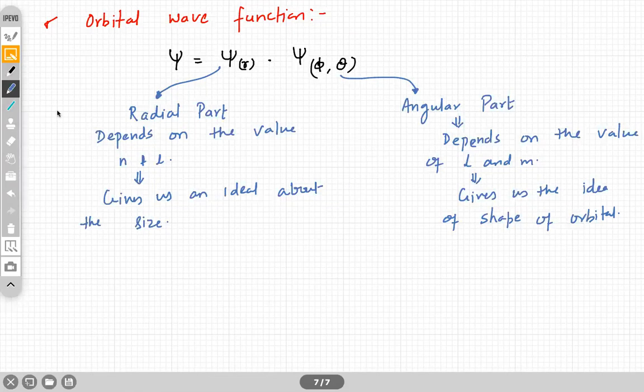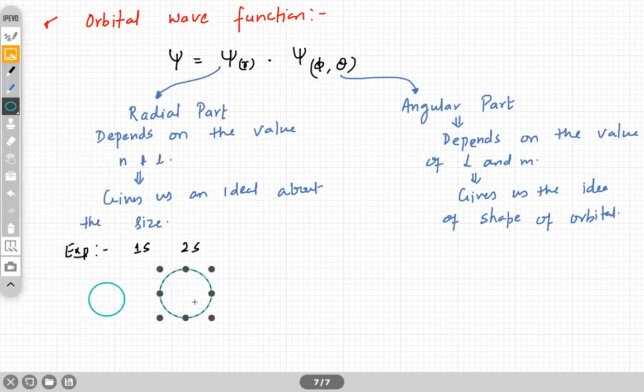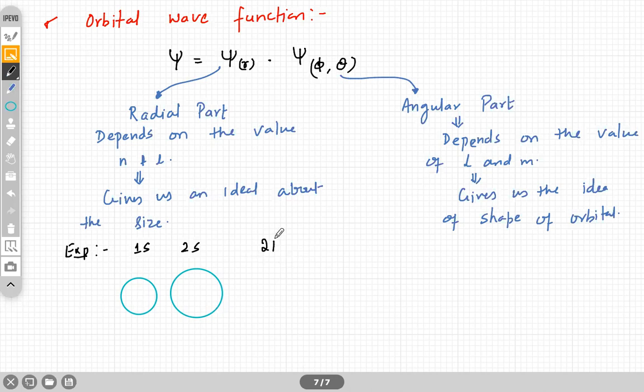Okay. So size means what? Suppose N is the principal quantum number. So if we have 1s and 2s, the size would be like this: 1s will be like this and 2s would be like this. This is the size of the two orbitals. Similarly, if you have 2p and 3p, both have a dumbbell shape. So 2p is, suppose, this, then 3p would be larger than this. This is what it means.